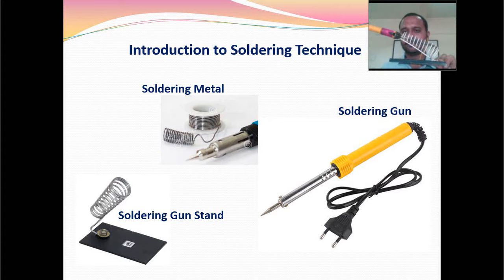See here. There is a sponge, like one you might have used sometimes to clean a slate. The sponge has been given to clean the tip of the soldering gun. Whenever you do soldering, a reaction happens between the soldering metal and the metal of the soldering gun tip. So every time you use it, you have to clean the tip using this sponge.